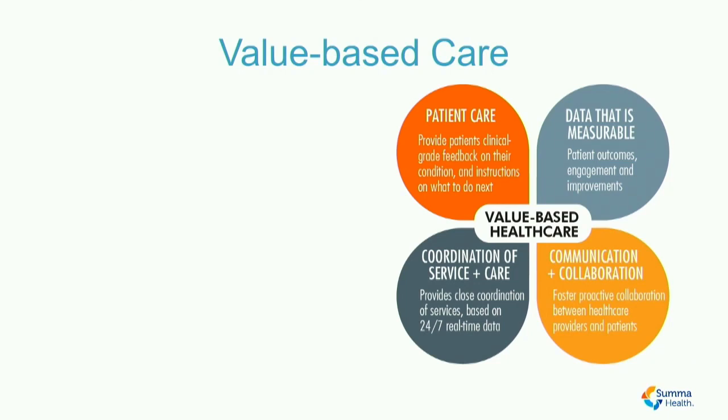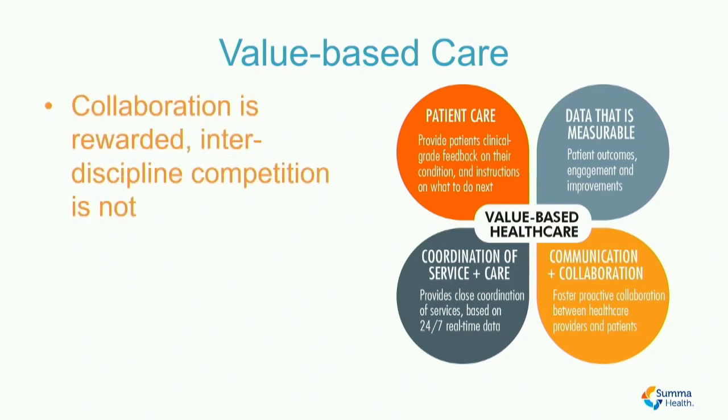So let's talk about value-based care. We've talked about it a lot during this course, and it's something that's talked about a lot in the literature. Essentially it's trying to provide the best care and most efficient care for the patient in the best, most coordinated way. So in value-based care, collaboration is rewarded. Interdisciplinary competition typically is not.